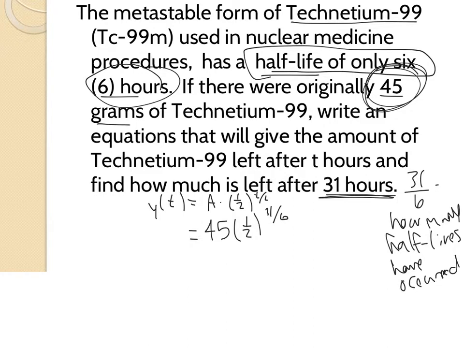Okay, so after 31 hours, I get 1.25 grams. One thing that I am going to emphasize on a lot of these word problems is the use of units. So I want you to make sure you understand what exactly is left over at the end. So in this case, 1.25 grams of technetium-99.